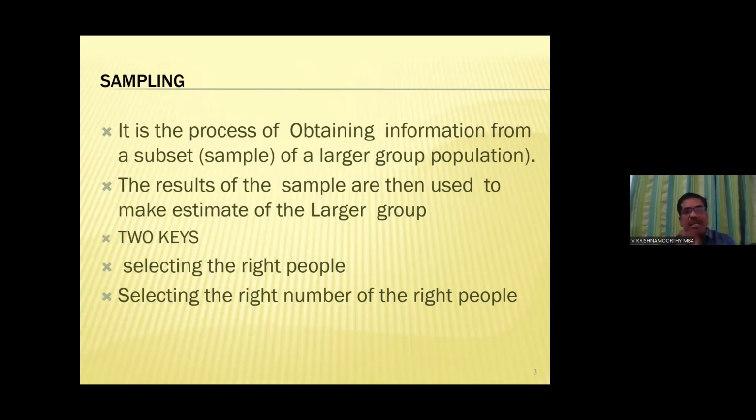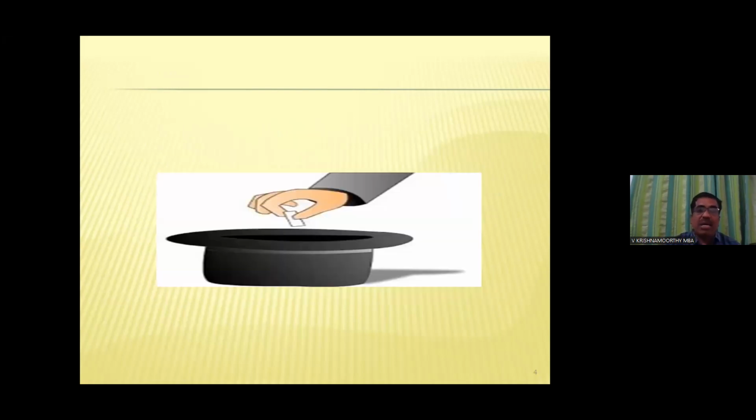So what is sampling? Sampling is a process of obtaining information from a subset or sample of a large group or population. Then the results of the sample are used to make an estimate of the large group. This is the objective of sampling. Whenever we do sampling, we should consider two aspects. One is selecting the right people, which we have discussed. Another important thing is selecting the right number of the right people. This is also very, very important.